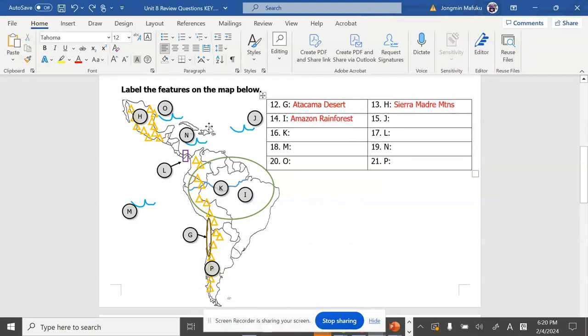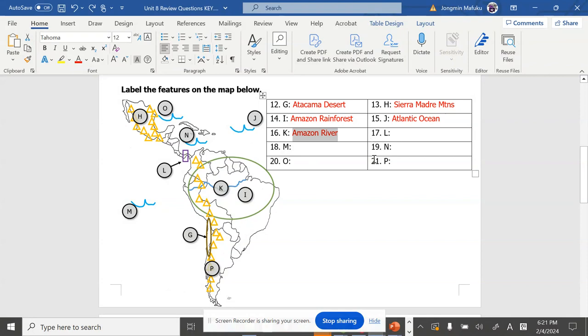15 is talking about J, is talking about our ocean on the East Coast. And we talked about this East Coast. We're in Atlanta. It's the Atlantic Ocean. Then we go 16. K, it is a river inside of the Amazon rainforest, and the name is simple, Amazon River.